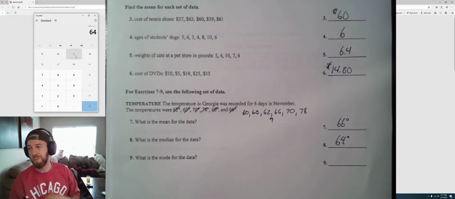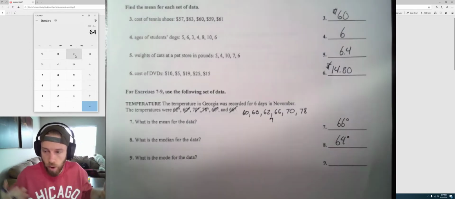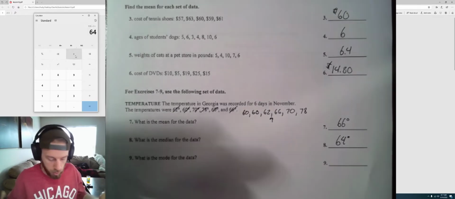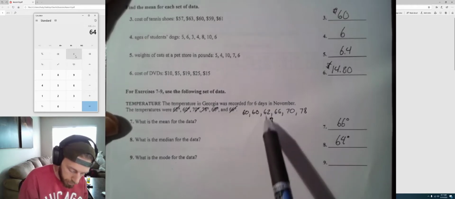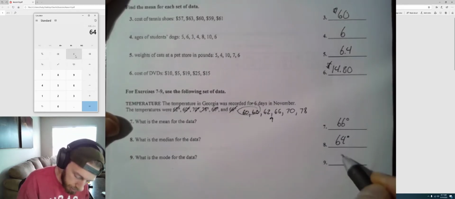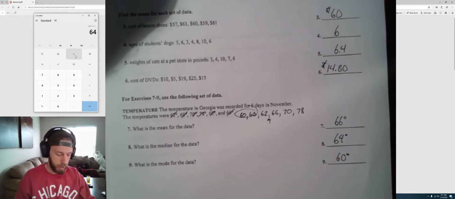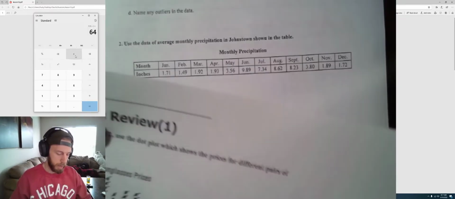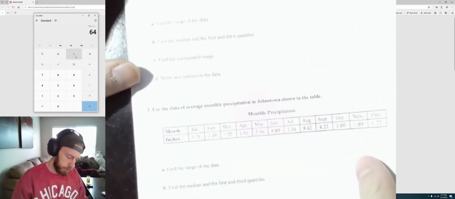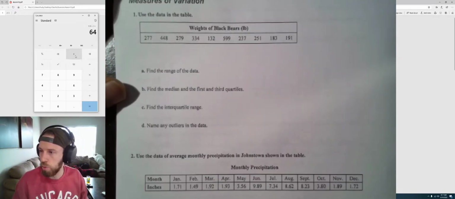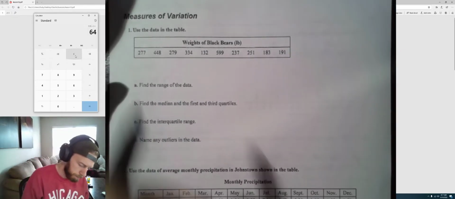And again, remember, these are measures of central tendency. Again, 64. Right in that range of a temperature that seems like it would be a good median. Mode, the number that shows up most often. Well, clearly, there's only one that shows up most often, and that is 60. There you go. And that takes care of that front page. We're going to hop over to the back here. We only have 2 more parts here for measures of variation, and we'll be done here.